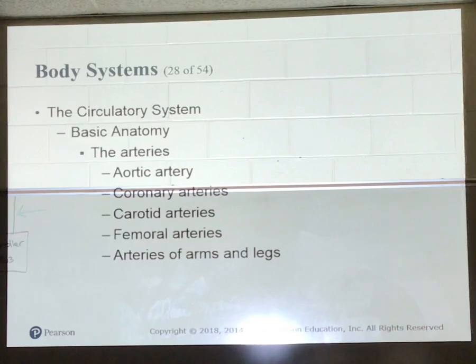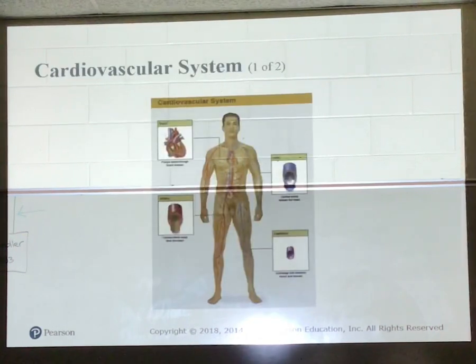Carotid arteries are the ones on each side of your neck that perfuse your brain. Femoral arteries are in your femur region. And you have the major arteries of the arms and the legs: brachial artery, radial artery, popliteal.